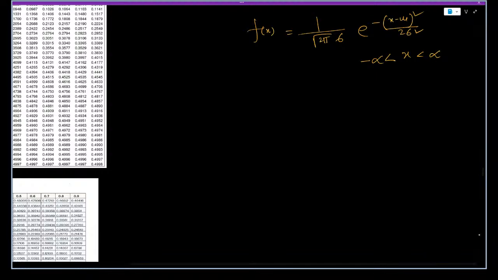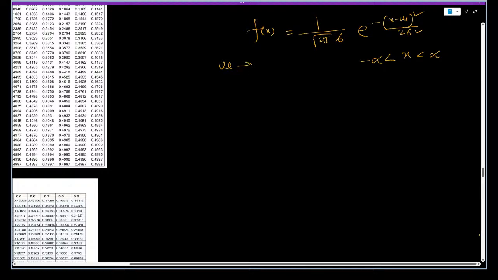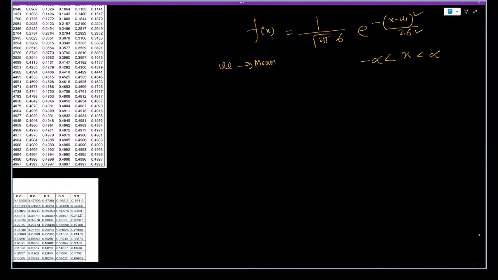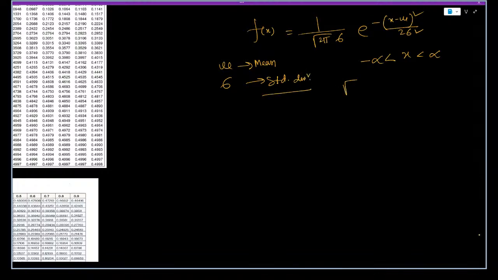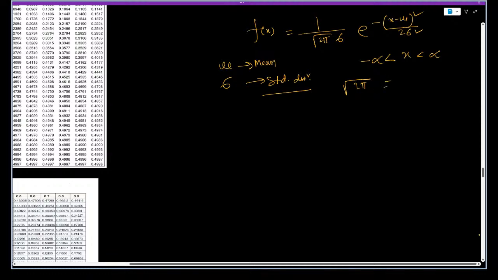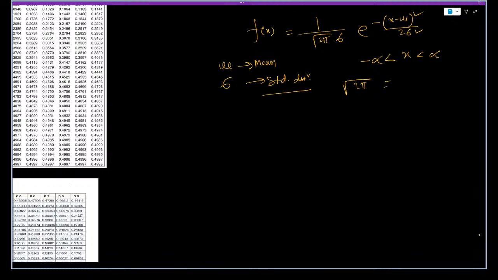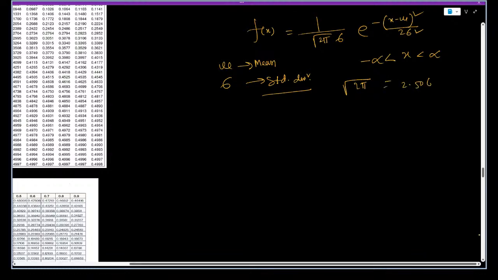Okay. Mu is known as mean and sigma stands for standard deviation. Both are positive. This is standard deviation. Okay. The value of root 2 pi, if you calculate by putting pi equal to 3.14, is approximately 2.5066, and this value of e, I have told you earlier, is approximately 2.7183.